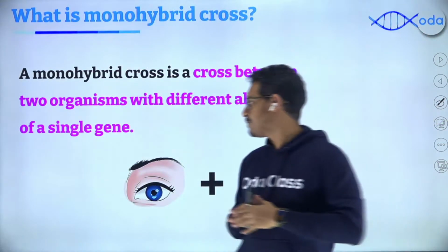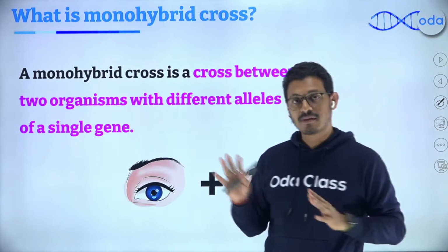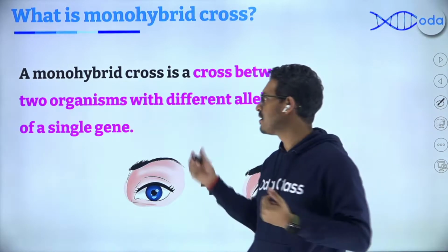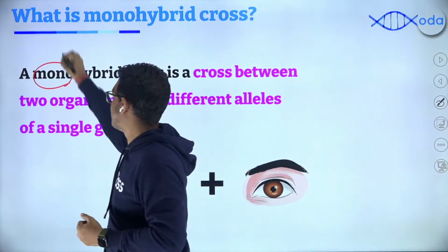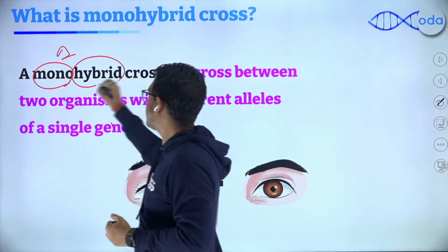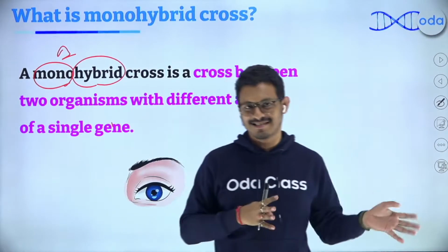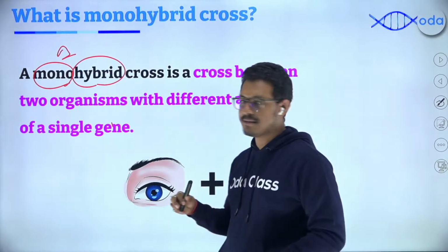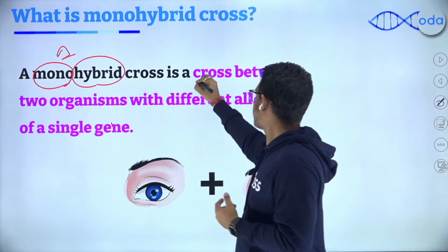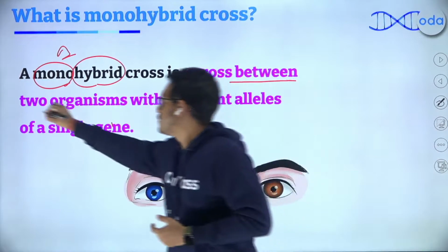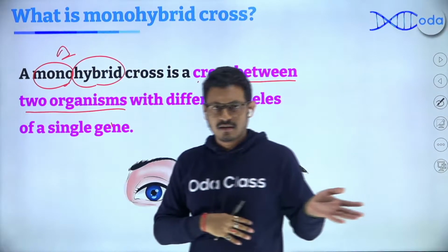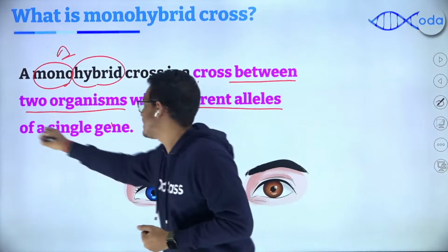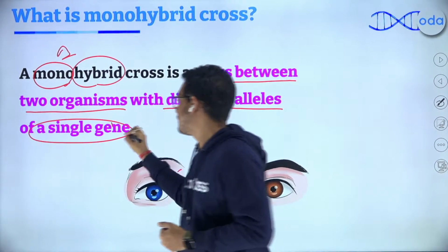And understand. Now, before we go in depth with how to establish a monohybrid cross, first of all, let's understand what is a monohybrid cross. Mono basically means one. Hybrid basically means heterozygous. Okay, I'll come to what heterozygous actually means. So monohybrid cross basically means a cross between two organisms, one has to be the father, one has to be the mother, of course, with different alleles of a single gene. Remember, different alleles of a single gene.